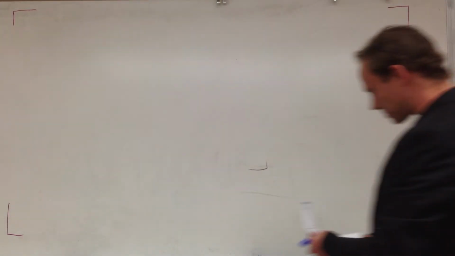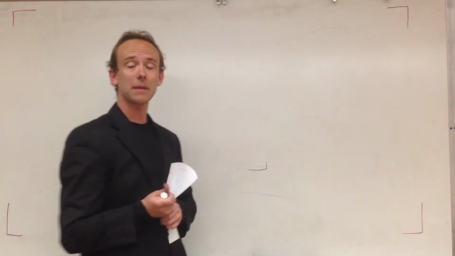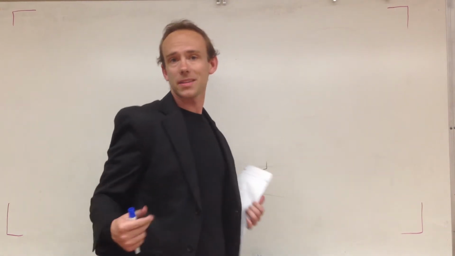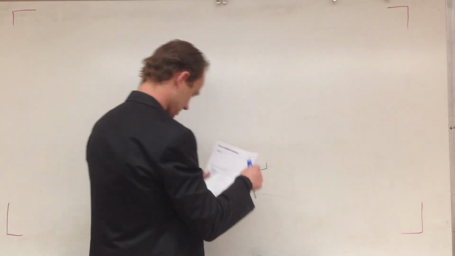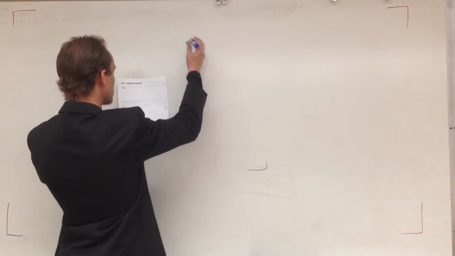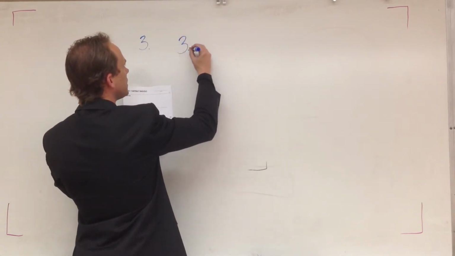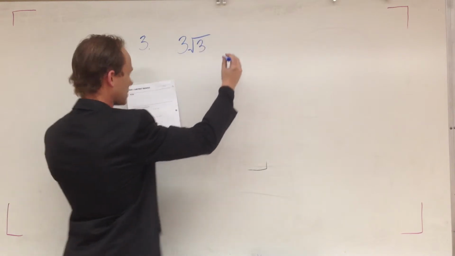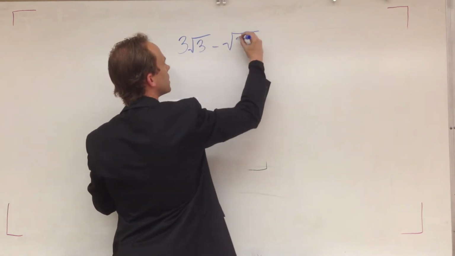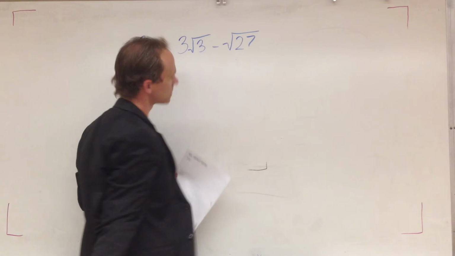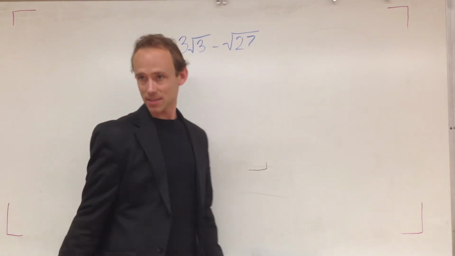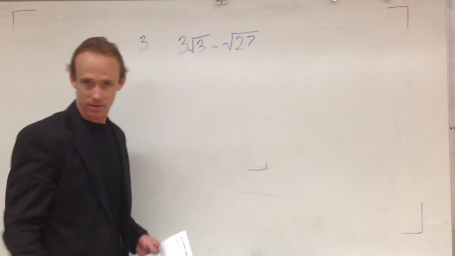All right, last problem. This is the one I really want you to step up and say, do I get this or do I not? And here it is. Problem number 3. We have 3 root 3 minus root 27. You got this. Don't wait for me.